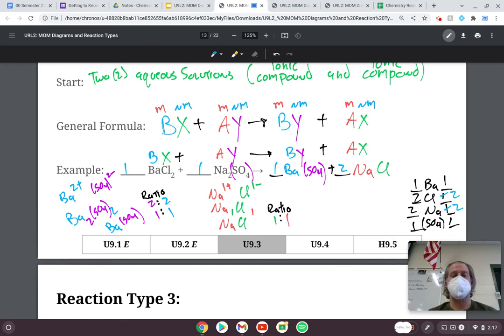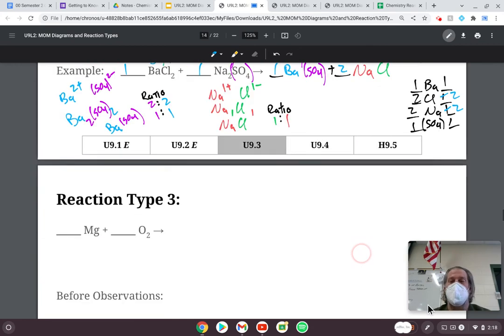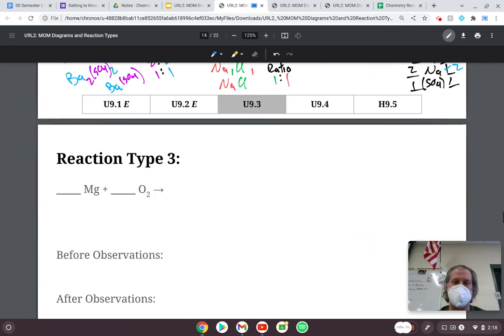Then would we multiply all of them by 2 since there's 1? The question is, if you were drawing the model of matter diagram for this, would you have to multiply each of the coefficients, the 1, the 1, the 1, the 2 by 2? The answer to the question is yes. Okay.